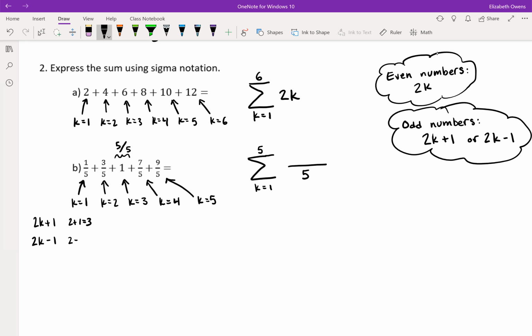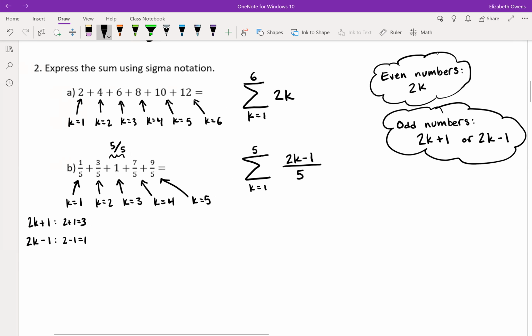2k minus 1. Cool. All right. So because of the way that starting index was set, we'll go with the 2k minus 1 option for the odd numbers. Okay. So yeah, that's a good one.